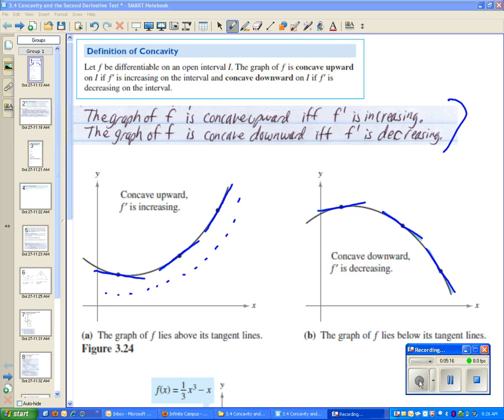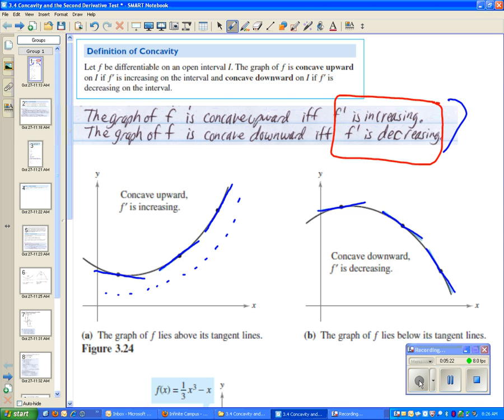Okay? Now, if we look here, if that just said f instead of f prime, where would f change from increasing to decreasing? At a critical number. And how do you find critical numbers?